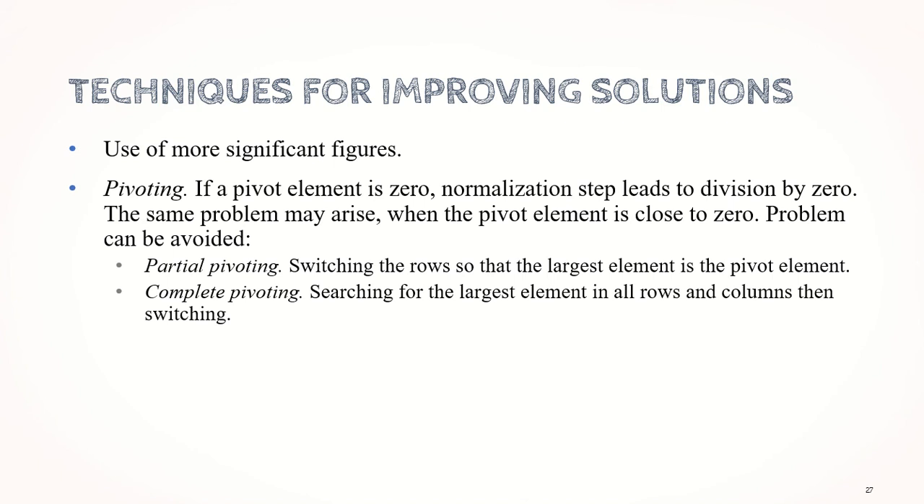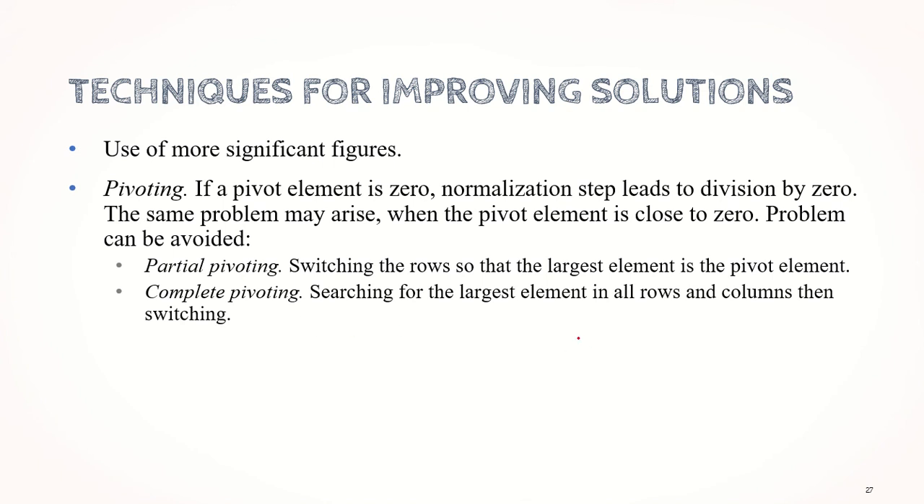The second technique would be pivoting. If the pivot element is 0, normalizing leads to division by 0. The same problem may arise when the pivot element is close to 0. So it can be avoided by partial pivoting, where we switch the rows so that the largest element is the pivot element.